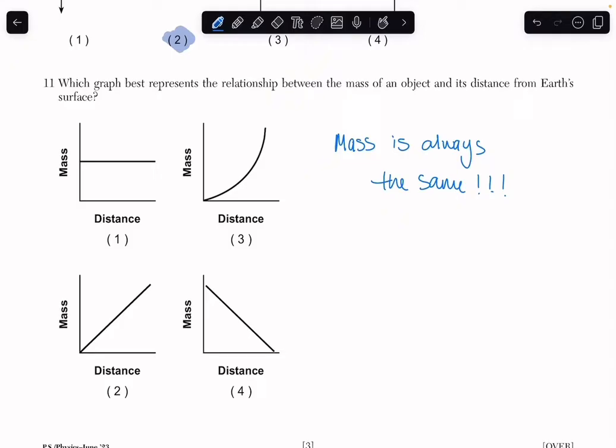Mass will always stay the same. Your weight can change, but your mass is always the same. So no matter the distance, the mass will stay the same. Like if you're on the moon, your weight is going to be different. You're going to be lighter, but your mass will still be the same, okay?